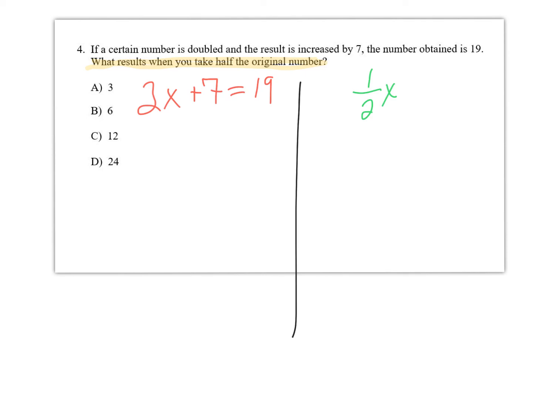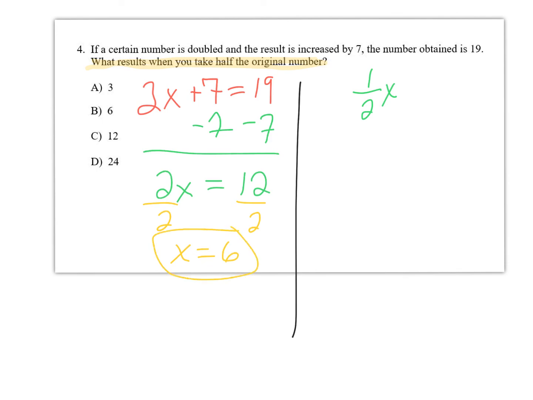So first off, I'm going to start over here. I'm going to minus the 7. So 2x is equal to, say, 12. Okay. Now I'm going to divide that by 2. So x is equal to 6. That's wonderful. Now notice 6 is one of my answers. I got 6. But again, remember, that's not what this question is asking. The question asks, what is the result when you take half of that? So we got to take this answer and put it into the half of x equation.